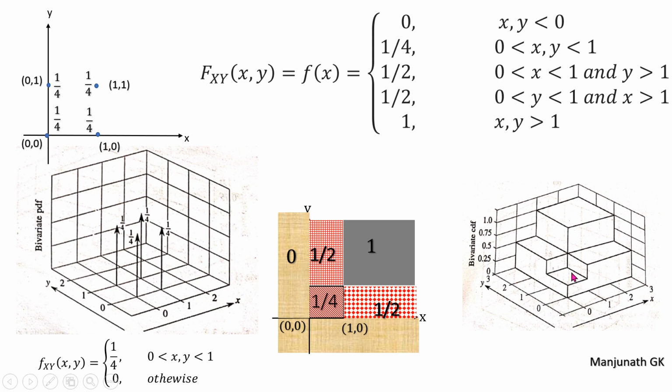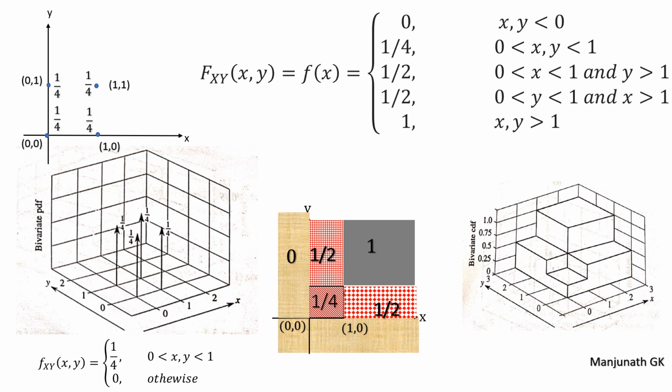Along the x-axis and y-axis, 1 by 4, 1 by 2, 1 by 2, and it is 1 here. And where is 0? In all these regions where x and y are less than 0. So this value is 0 here. So this is what today's discussion.